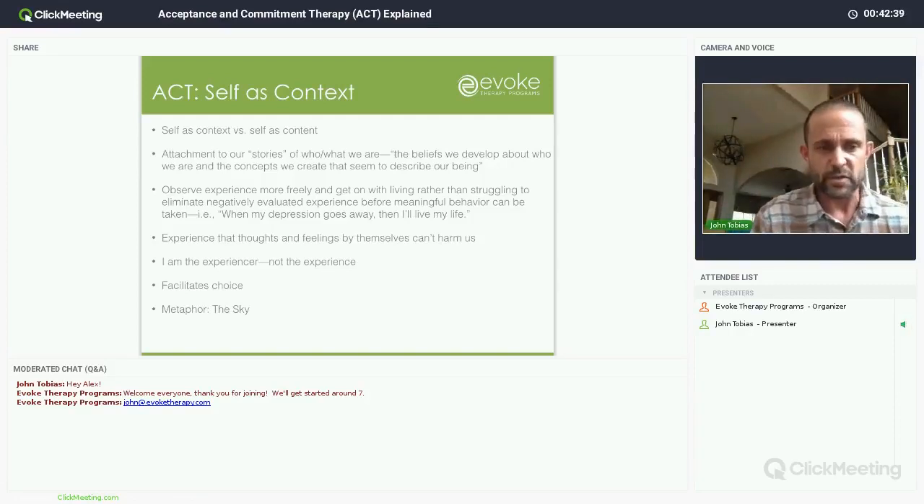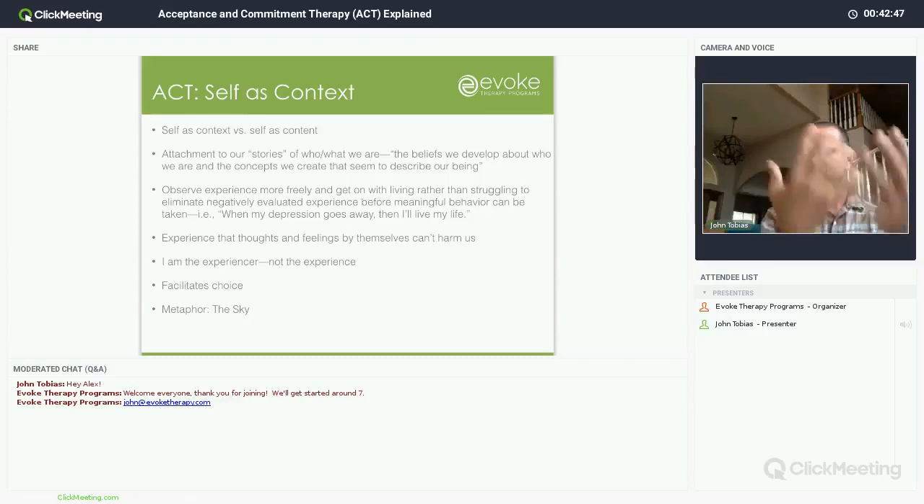What I'm illustrating is there is the experiencer, or self as context, and then the experience, or the content itself. So self as content is where I'm looking at the world from my difficult internal experience. Self as context is where I've created some space between the observer self, or self as context, and the content. I hope that makes sense. So from here, this is a much more flexible relationship with my internal experience, right?